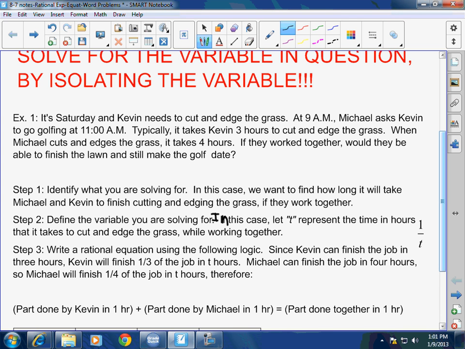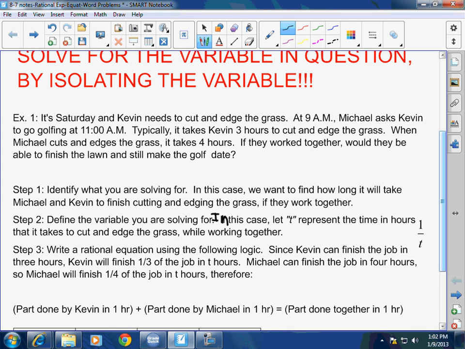And then step 3, write a rational expression using the following logic. Since Kevin can finish the job in 3 hours, he will finish 1/3 of the job in 1 hour. Michael can finish the job in 4 hours, so Michael will finish 1/4 of the job in 1 hour. So what's happening here is, basically, if I can finish something in 5 hours, don't I finish 1/5 of the job in 1 hour? If I can complete something in 20 hours, don't I complete 1/20th of the job in 1 hour? Does that make sense, guys? The concept, what I'm trying to say here?